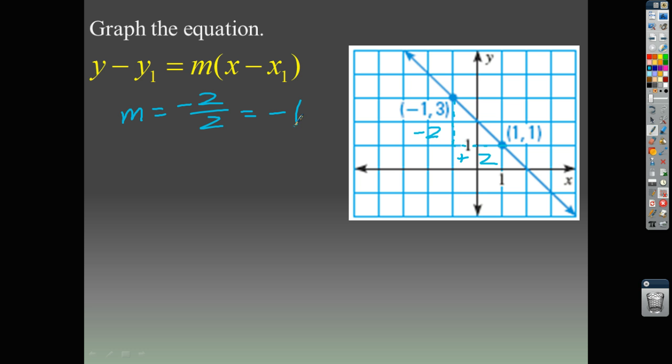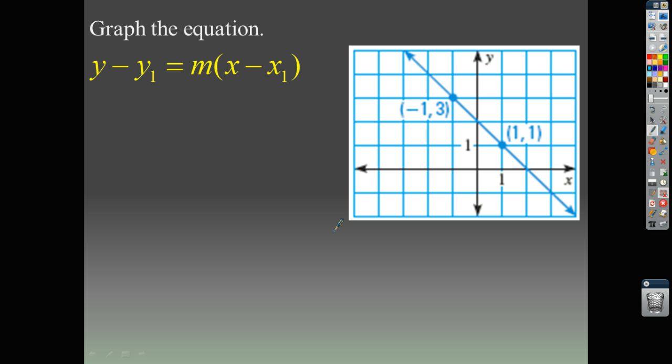Okay, and then I can just use a point. Let's use this one, 1, 1. That's a nice point to use since they're both the same. All right, let's try this again. Let's put our point here, 1, 1. So then we'll go y minus y1, which is 1, is equal to m, -1, times x minus x1. And there you have it. And that's it.